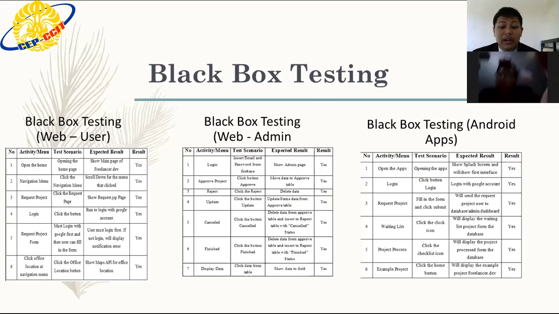Next is cancel. If we click the cancel button, the data will be deleted from approve and inserted into the report table with cancel status. The finish is like cancel, just different in status. It is inserted with finish status, and the result is yes. Next is display data. If we click data from the table on all pages, the data will show in the data field, and the result is yes.